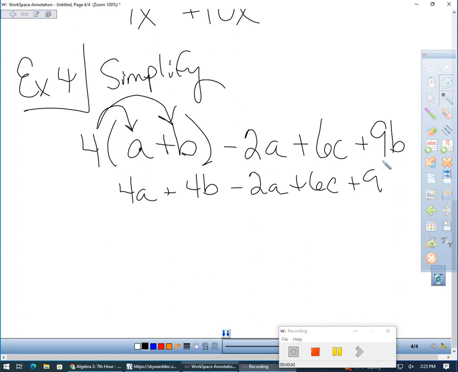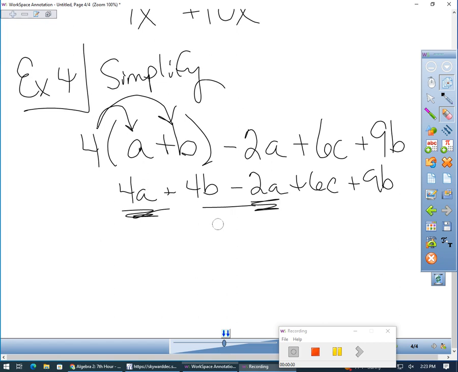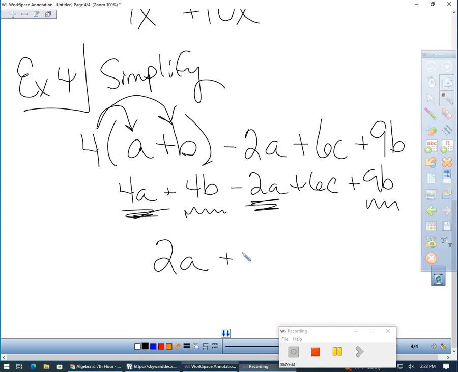Now, how do we decide what term I should do first? Alphabetical, yes. So when you have different letters in there, we're going to start with a. I have 4a and I have negative 2a. How much is 4a and negative 2a? 2a. I then have 4b and 9b. Good, plus 13b. And then we have plus 6c.